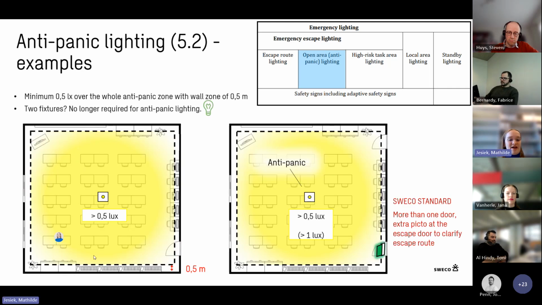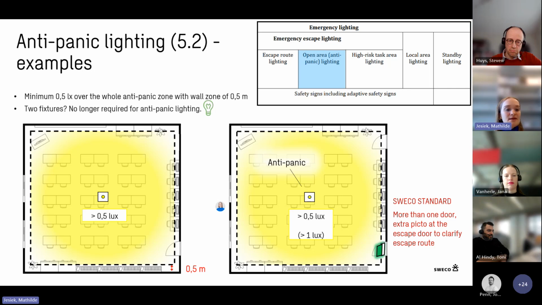So in general, we have, for example, a classroom. It's larger than 60 square meters, so we apply half a lux anti-panic area in this whole area. In the old norm, it required redundancy for anti-panic lighting. This is no longer required. So 1 fixture is enough for an anti-panic zone.